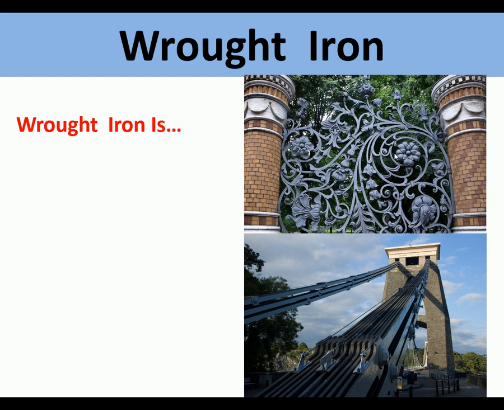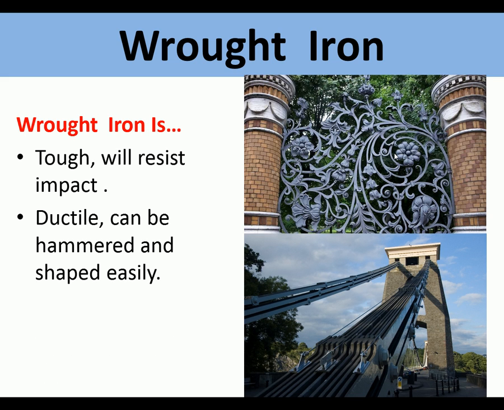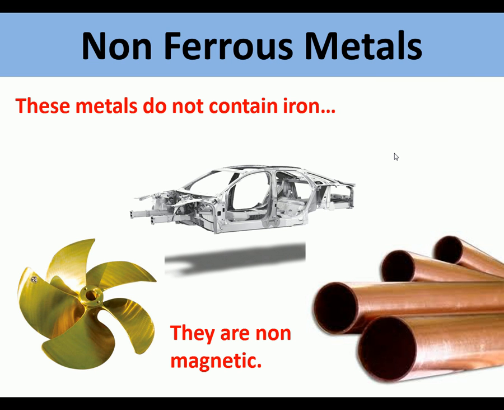Wrought iron. Wrought iron is tough and will resist impact. It is ductile and can be hammered and shaped easily, and it is resistant to rusting. We're going to look at some non-ferrous metals now. These metals do not contain iron and they are not magnetic.